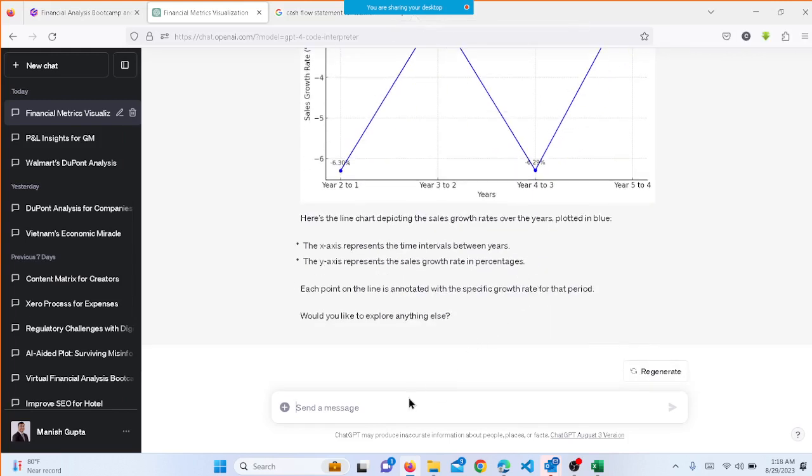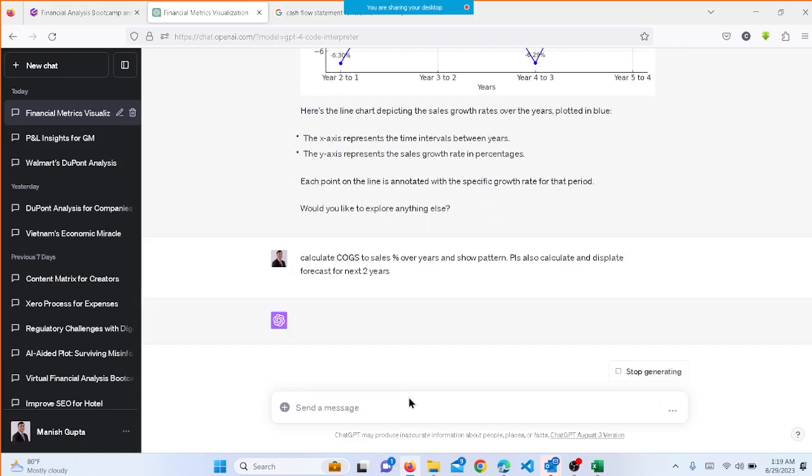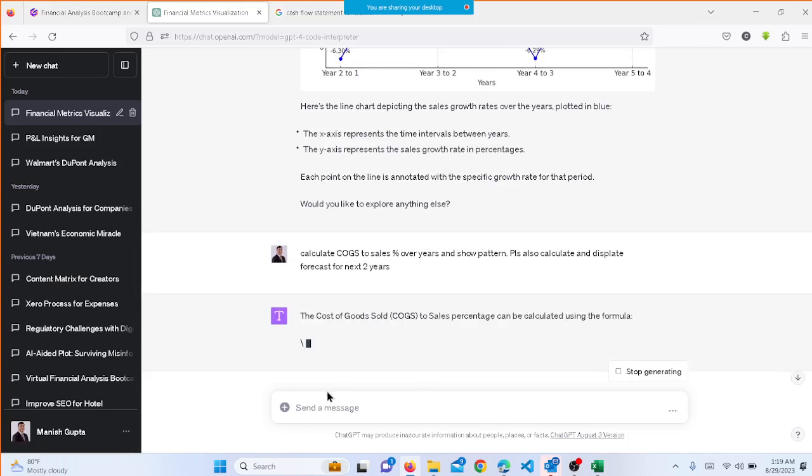Now we can calculate COGS to sales percentage over years and show the pattern. Please also calculate and display a forecast for the next 2 years. In a simple way, it can calculate that as well.